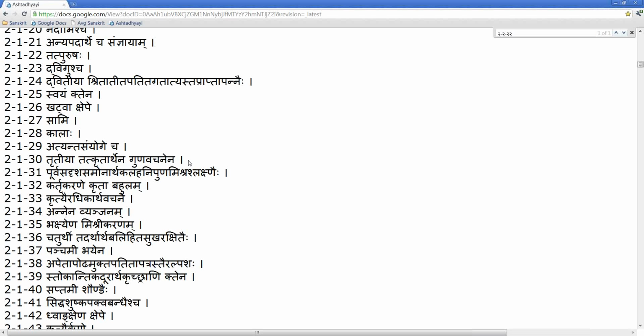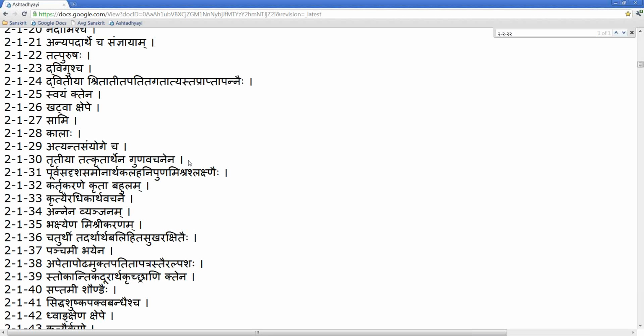Take Mahabahu. Now Mahabahu is a compound. If you take just the word Bahu, you will not get the meaning of Arjuna at all. There's no way to just take Bahu and get the meaning Arjuna from that. So that means this is not a Tatpurusha compound.